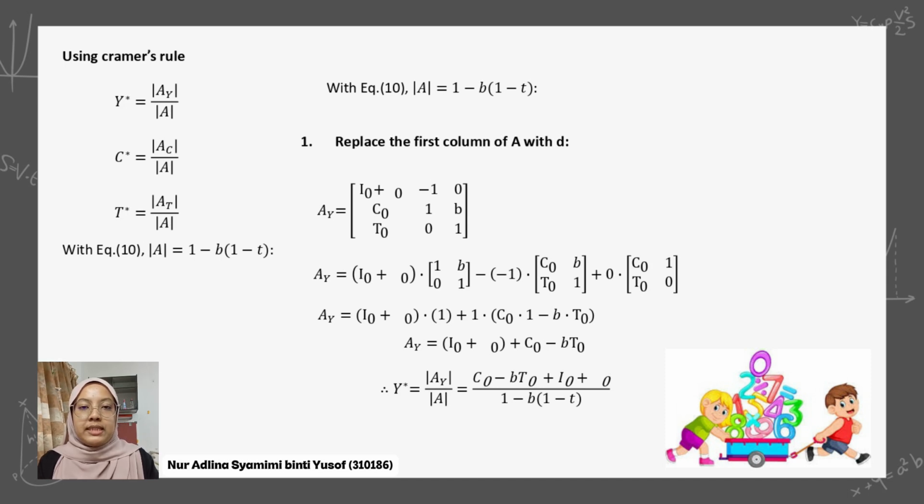So Cramer's rule states that each variable can be solved by replacing one column of matrix A with the constant matrix D.